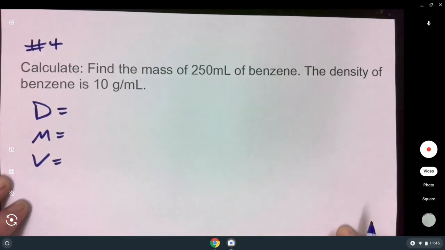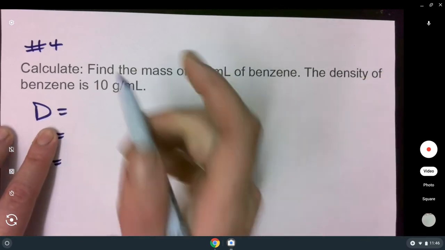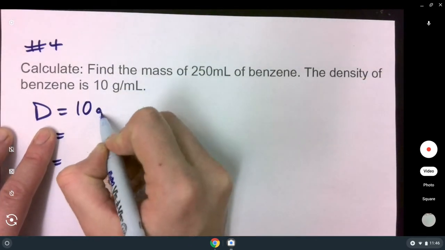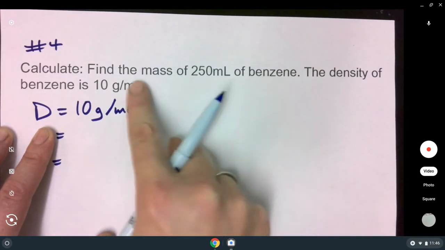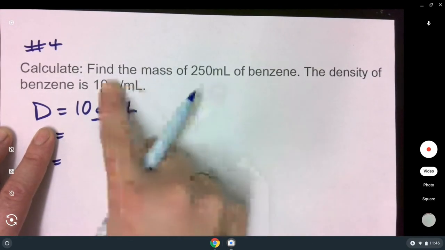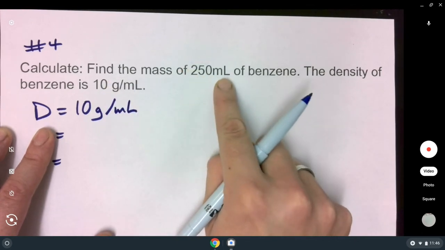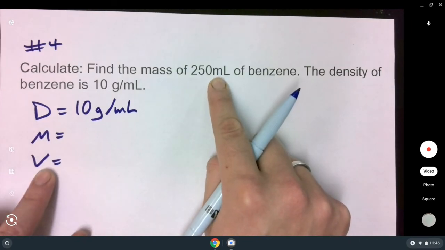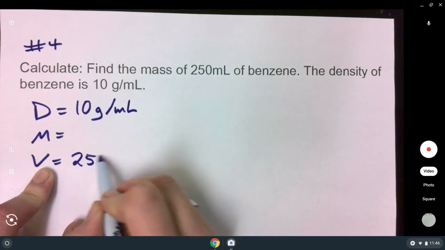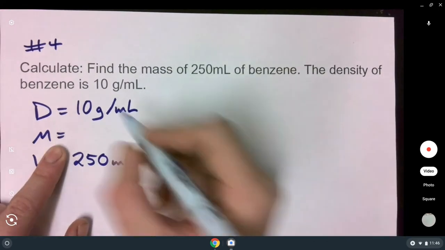Okay, so our variables, density is 10 grams per milliliter. And it says find the mass. See, you got to be careful. Find the mass of 250 milliliters. Milliliters is a volume unit. So our volume is 250 milliliters. So we need to find our mass.